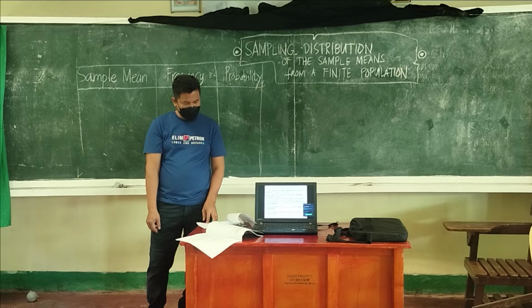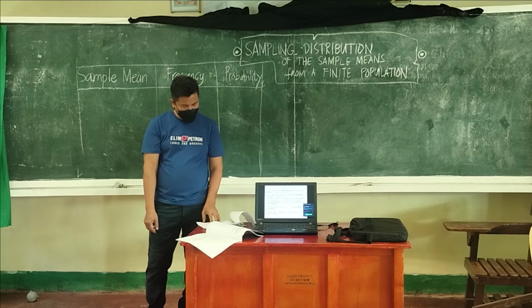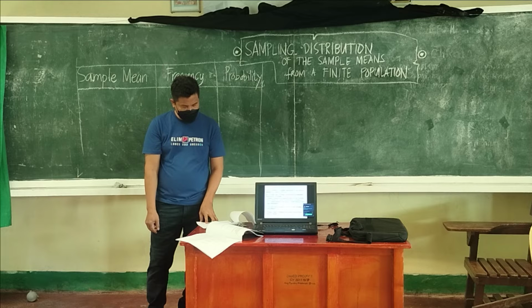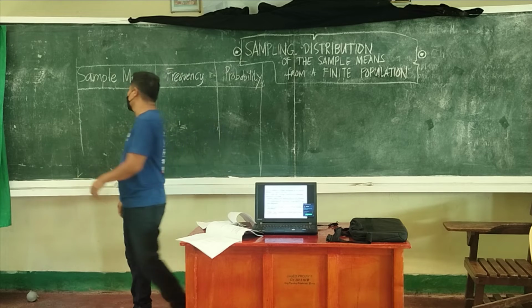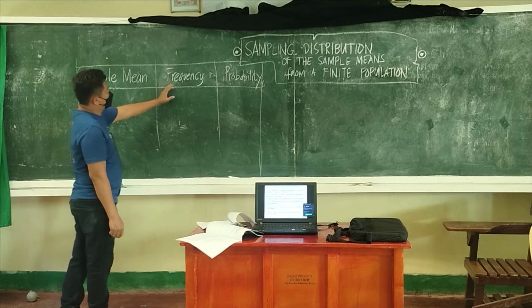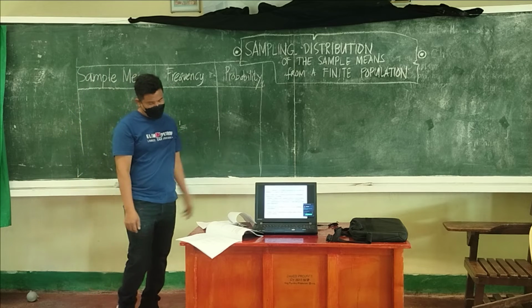Take a random sample of size 2 from 4 randomly selected coins. Complete the table given. Construct a histogram based on the mean and frequency. So here we have the sample mean, the frequency, and the probability.